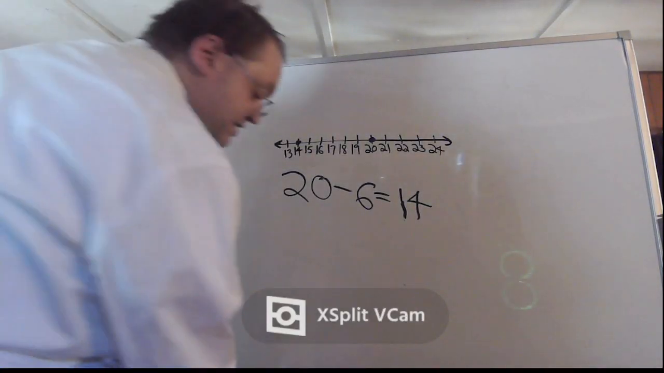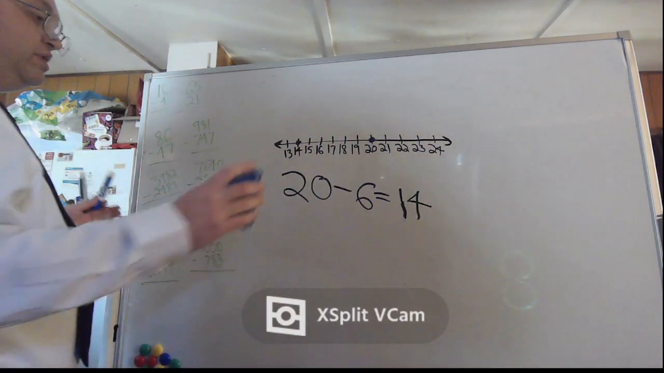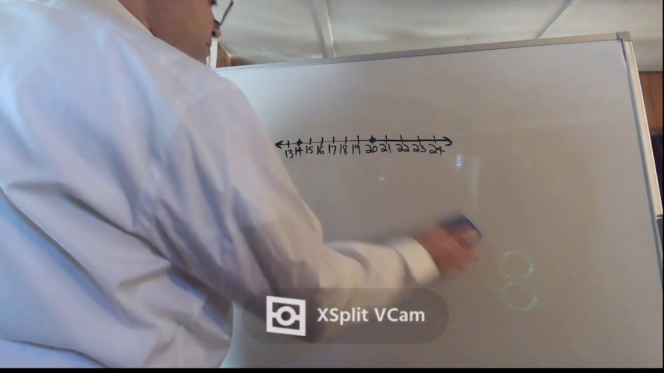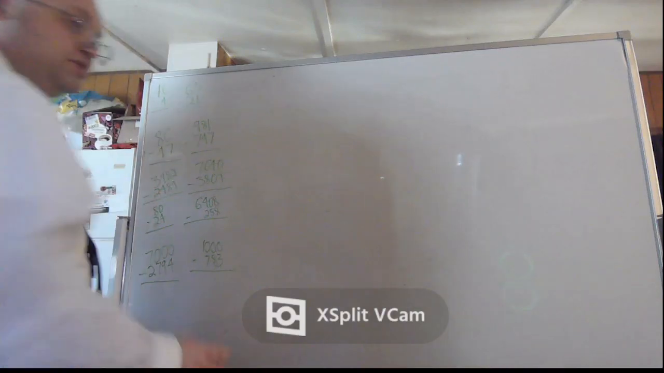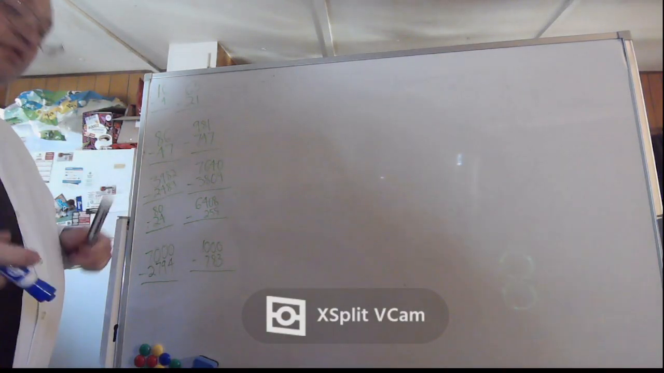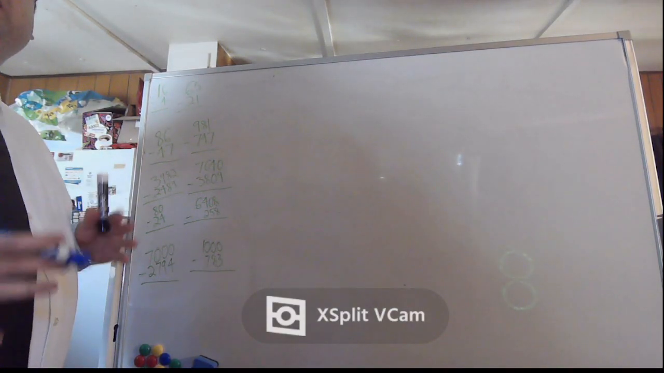So number lines are very useful tools if you're not quite sure. If you struggle a bit with mental math, like adding numbers in your head, that's okay. You can use number lines, you can use objects, you can count. That is not a problem.